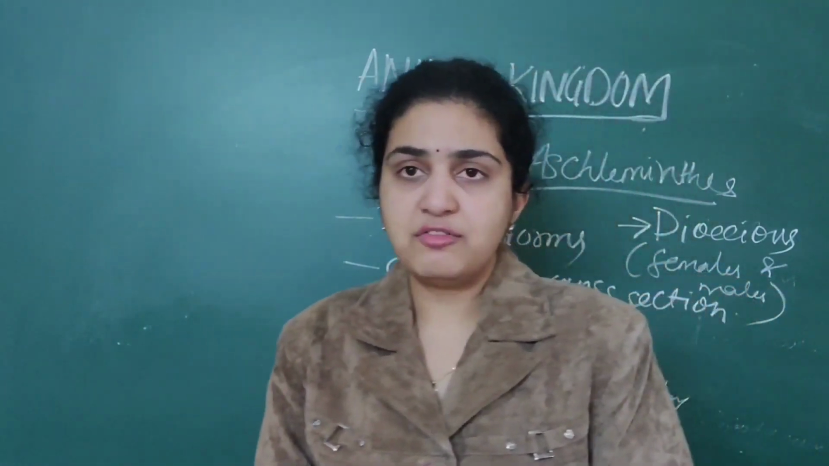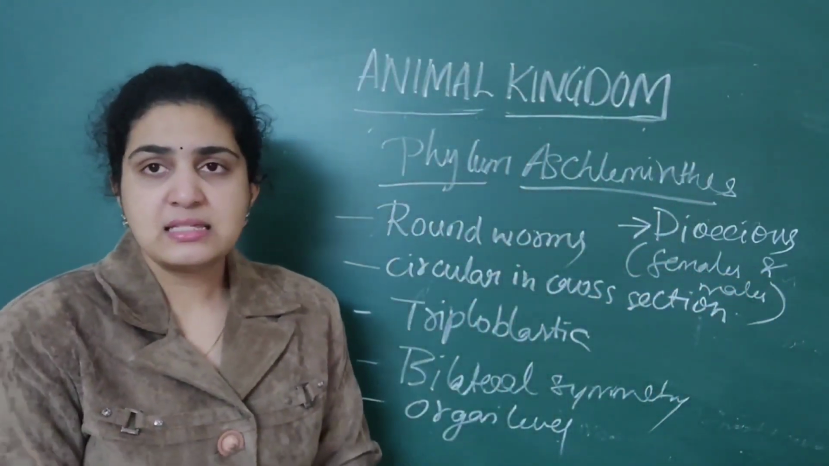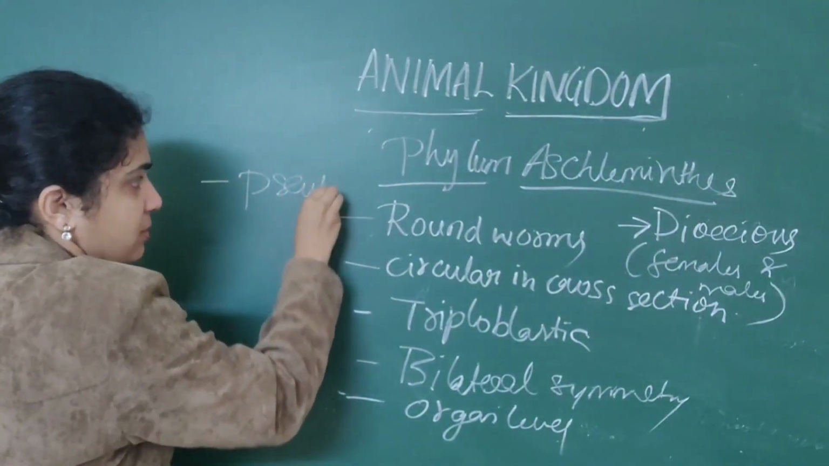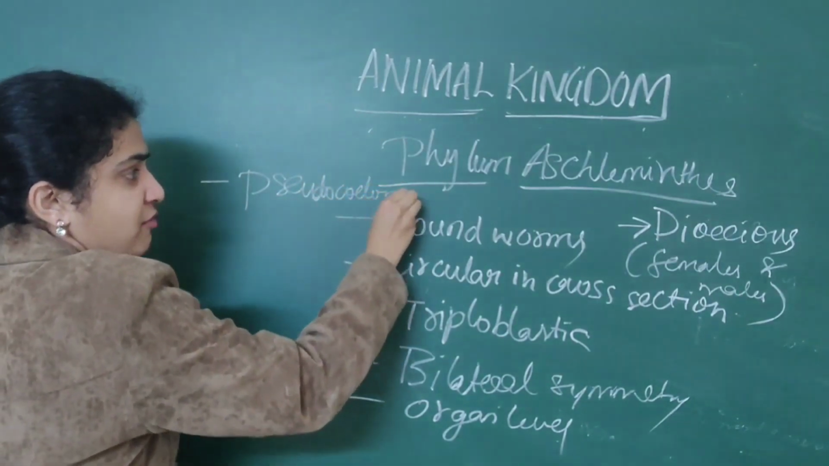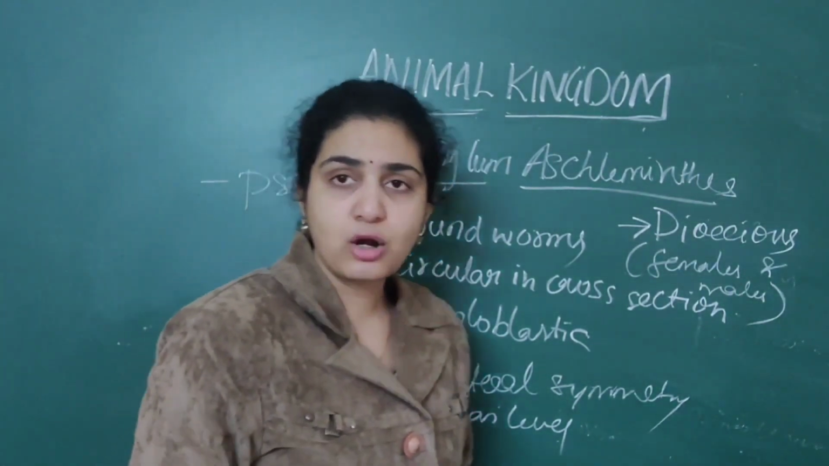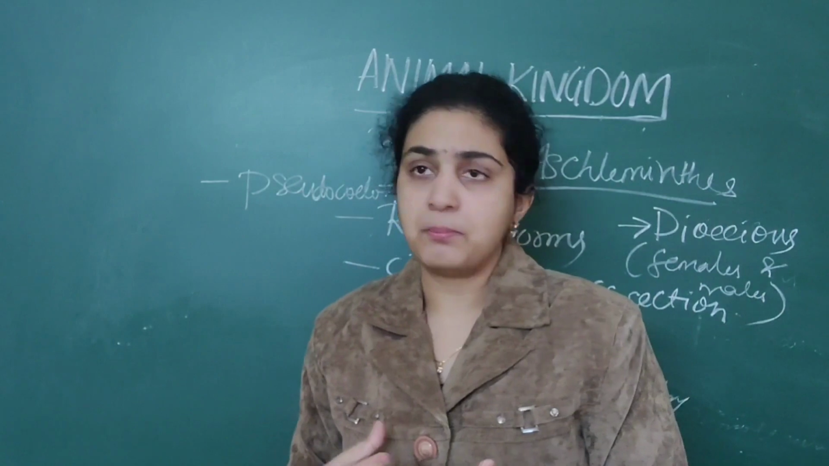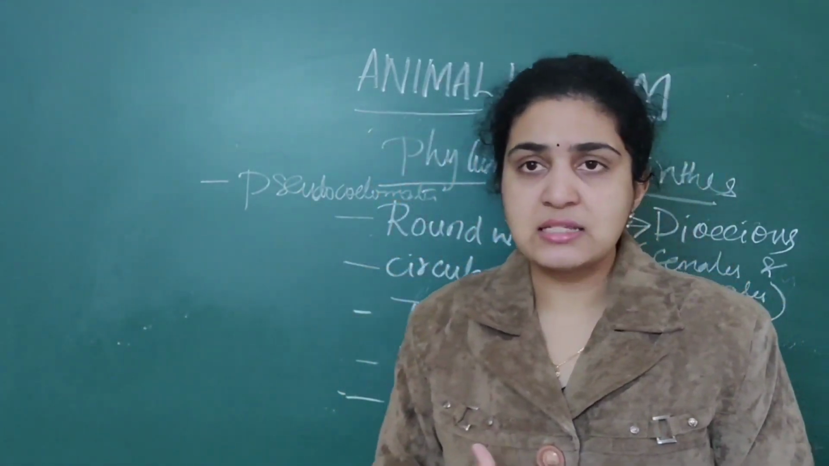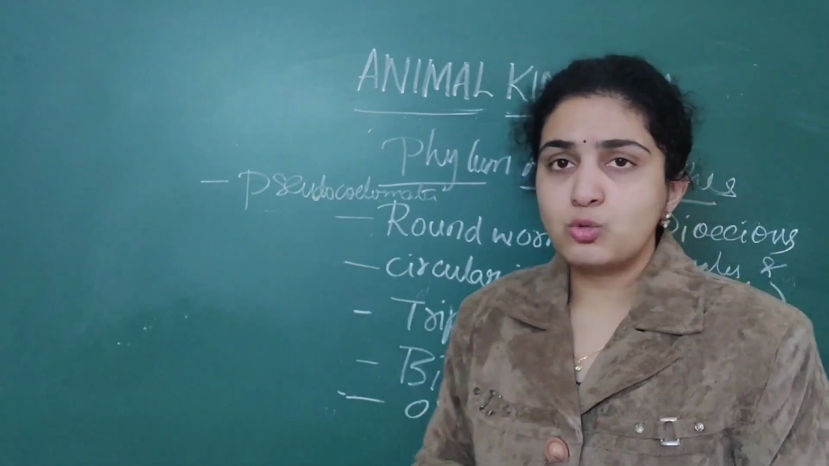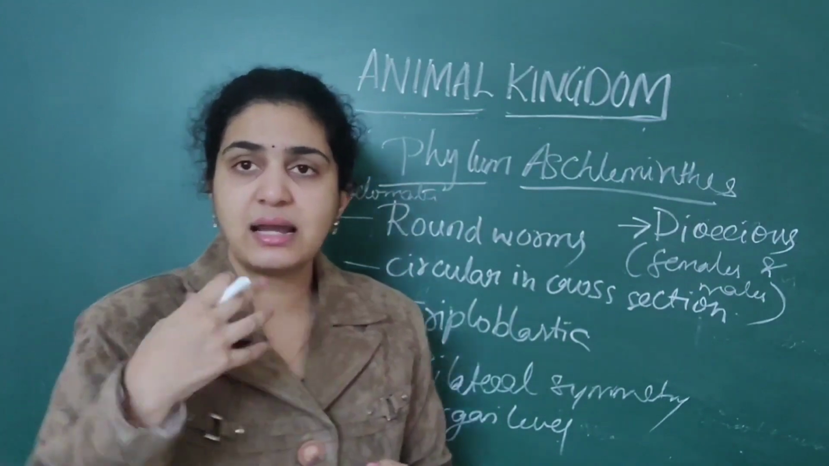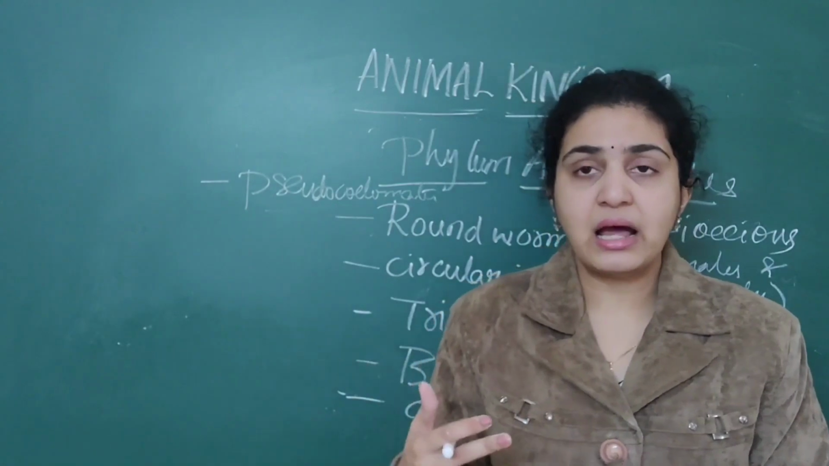As well as another important differentiation is that these are called pseudocoelomates. Whereas Platyhelminthes are called acoelomates, that is, a body cavity is totally absent in them. But Aschelminthes are called pseudocoelomates. That is, an artificial mesoderm is present and it acts like a coelom in these. The rest, from Annelida onward, are all called coelomates.